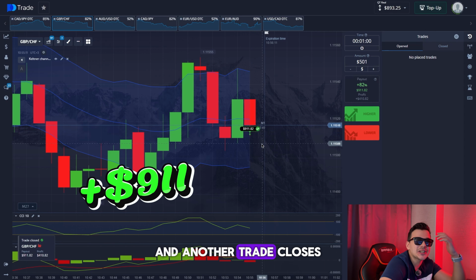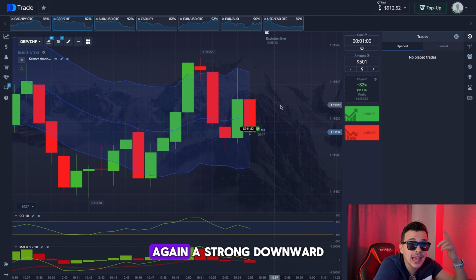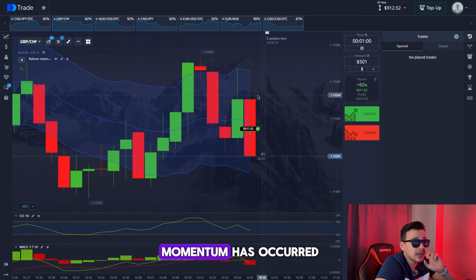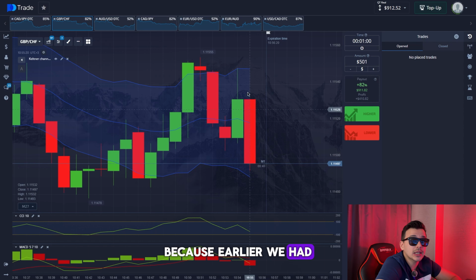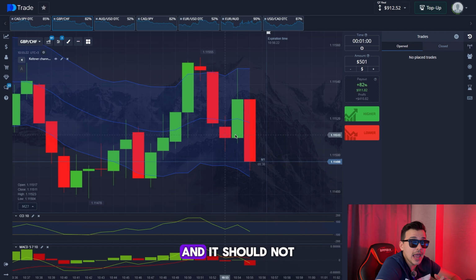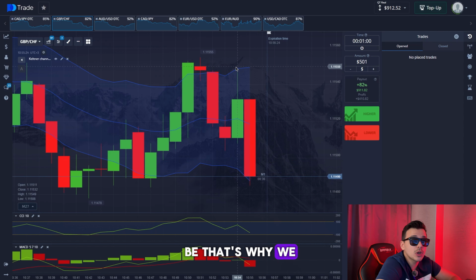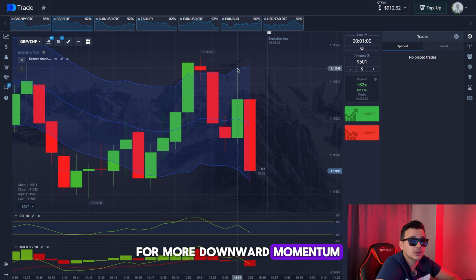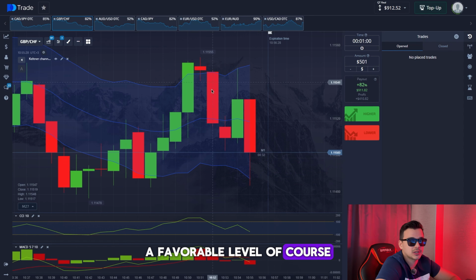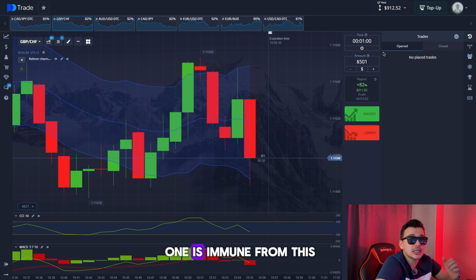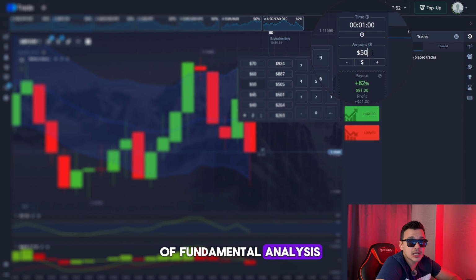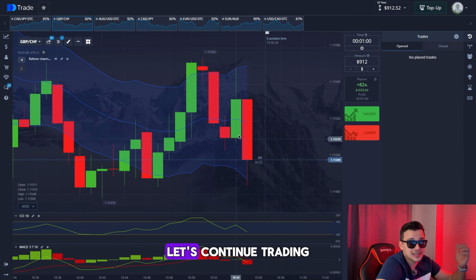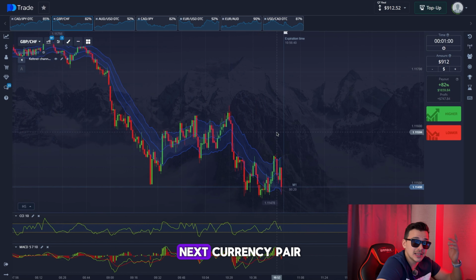And another trade closes in plus again. A strong downward momentum has occurred. This is expected, because earlier we had a strong momentum upwards, and it should not be. That's why we could open a trade for more downward momentum, a favorable level, of course. But in general, no one is immune from this. There is more of fundamental analysis, so we have closed the deal again in the plus. Let's continue trading and pick up our next currency pair.